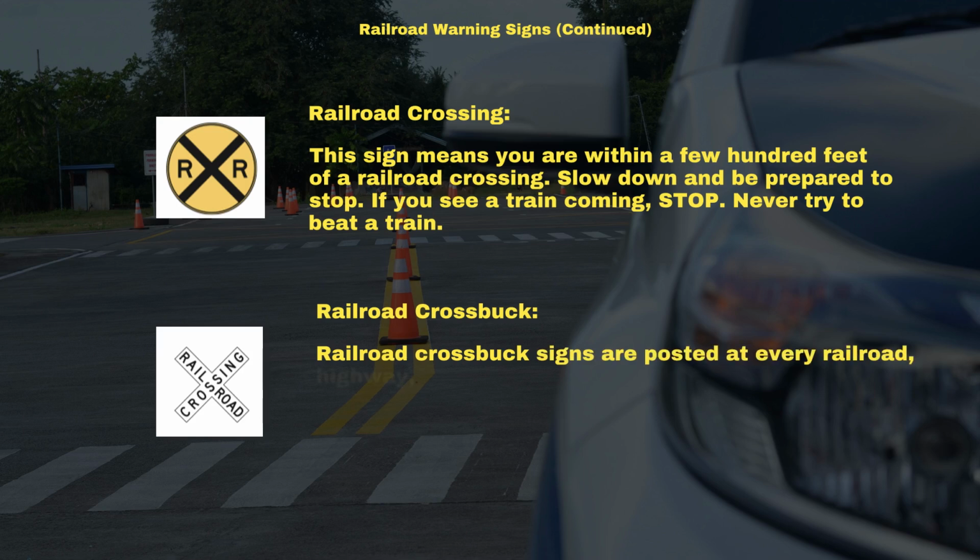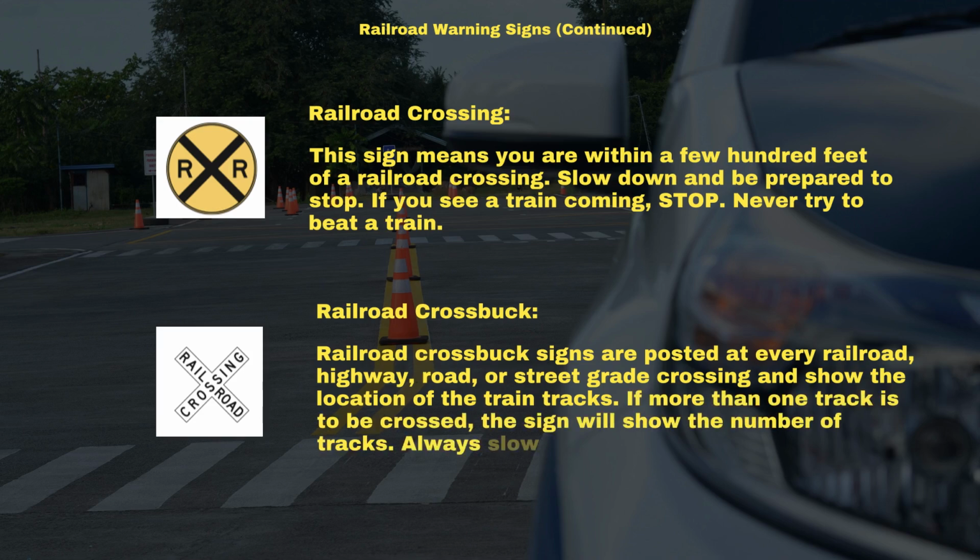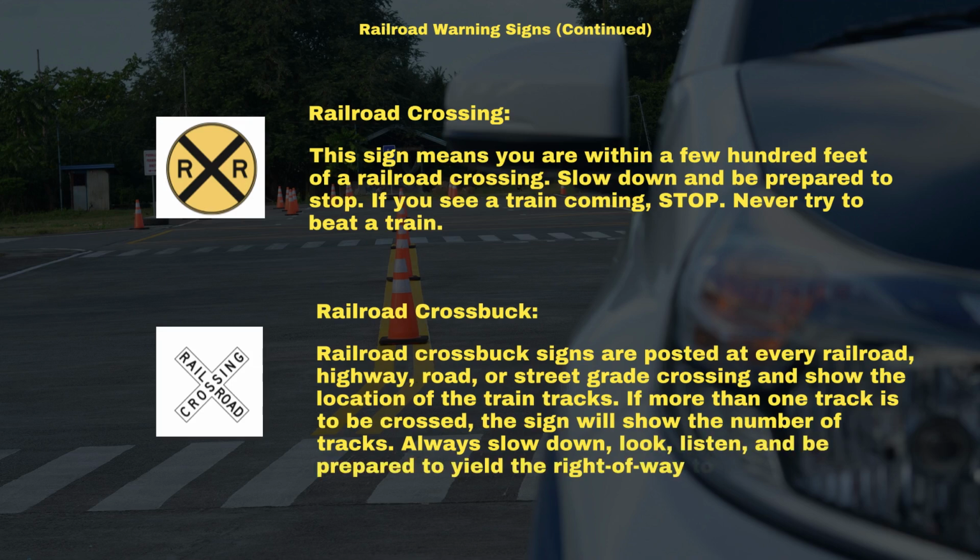Railroad crossbuck. Railroad crossbuck signs are posted at every railroad, highway, road, or street grade crossing and show the location of the train tracks. If more than one track is to be crossed, the sign will show the number of tracks. Always slow down, look, listen, and be prepared to yield the right of way to an approaching train.